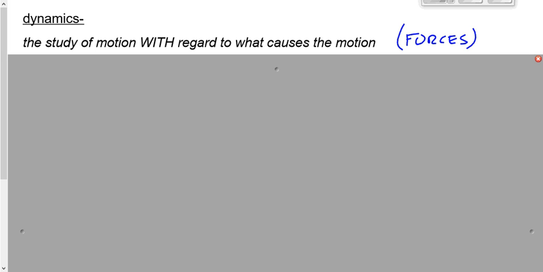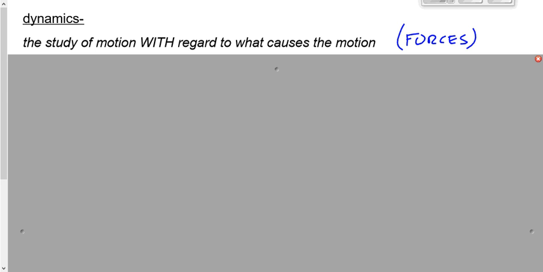Now, we're not discounting everything that we learned in the last unit. That's still there, and we'll use some of it sometimes. But the focus is not on the motion itself this unit. The focus is on the forces that cause the motion. We distinguished between two terms yesterday, one of which we're going to use quite a lot in this unit, one of which we're not. We just want to know the difference between the two.